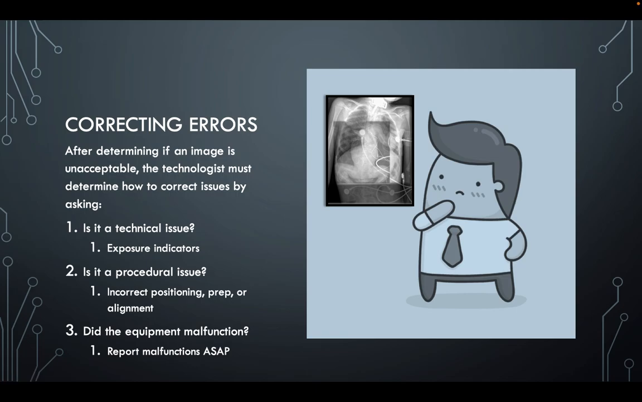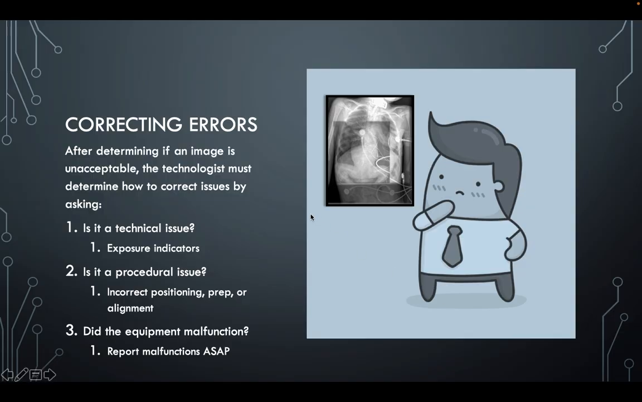So, to complete part two, and this one will be much shorter, we're going to start with correcting errors. So, we have taken an image, we have looked at it, decided that it is unacceptable, and now we have to determine how to correct the issue. Is it worth repeating, or can I fix it in some way so that it is diagnostically usable?